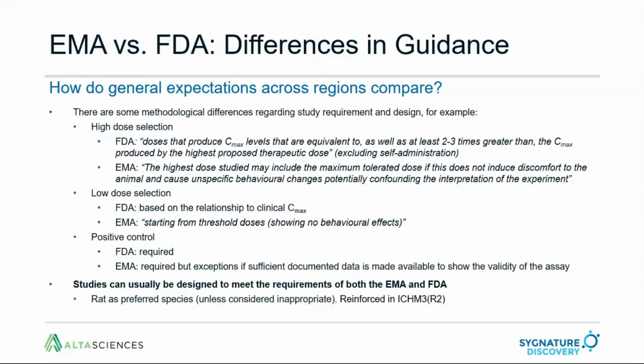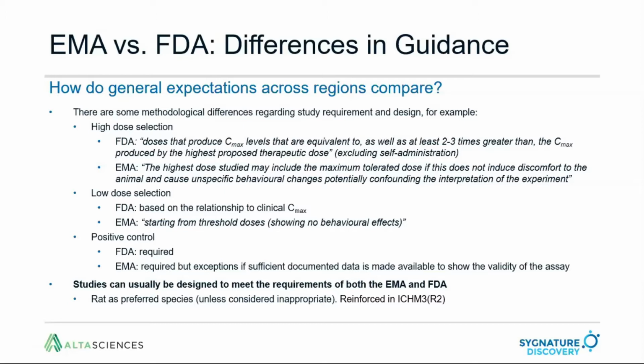So just to finish from me, just some additional, I guess, generic differences across the regions that are worth flagging. So generally speaking, the expectations are fairly similar, but there are some methodological differences regarding study requirement design. And one of the key ones there relates to dose selection. So when we think about the high dose selection in these studies, the FDA suggests that we focus on doses that are benchmarked versus Cmax from your highest proposed therapeutic dose. And typically that is sort of up to 2 to 3-fold times higher than that. So we're talking about pharmacological doses here.